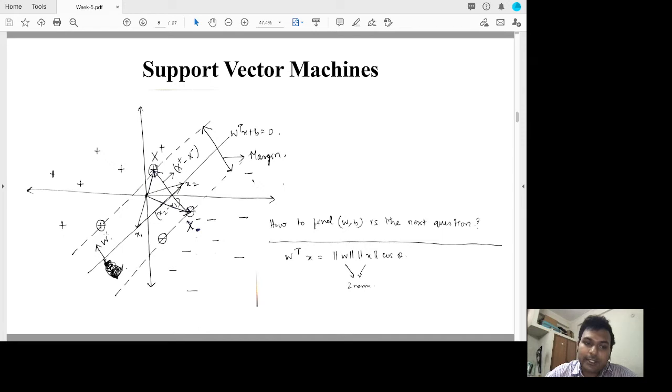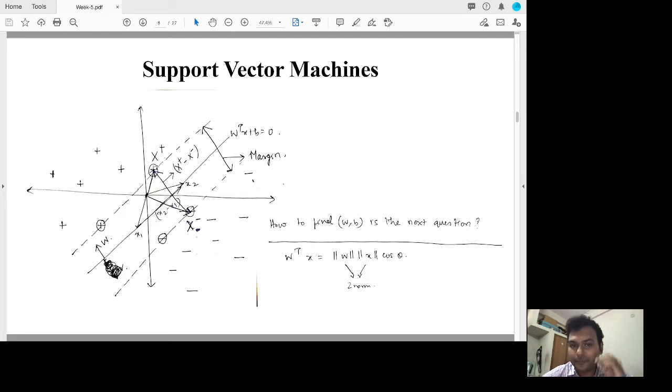So when you are projecting it onto W, what should be the magnitude of W? Basically, you need to maximize the margin, which means you want to maximize the length of the vector x plus minus x minus. This much is clear, right? So when you project it on W, if W itself changes the magnitude of x plus minus x minus, then you have in effect lost the actual information that was there. Is this point clear?